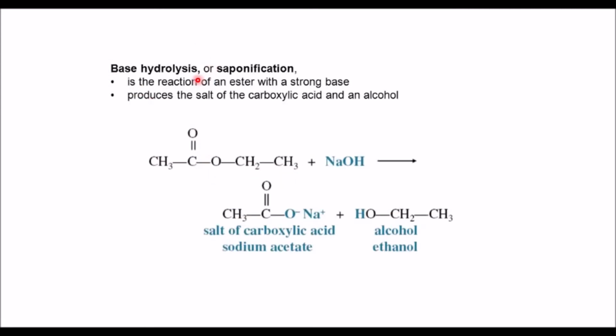Base hydrolysis, also known as saponification, is the reaction of an ester with a strong base. It produces salt of carboxylic acid and an alcohol. Ethyl ethanoate or ethyl acetate reacts with the sodium hydroxide and produces sodium ethanoate or sodium acetate and ethanol.